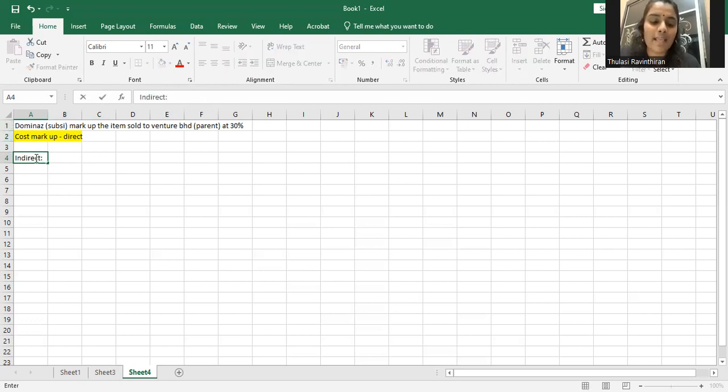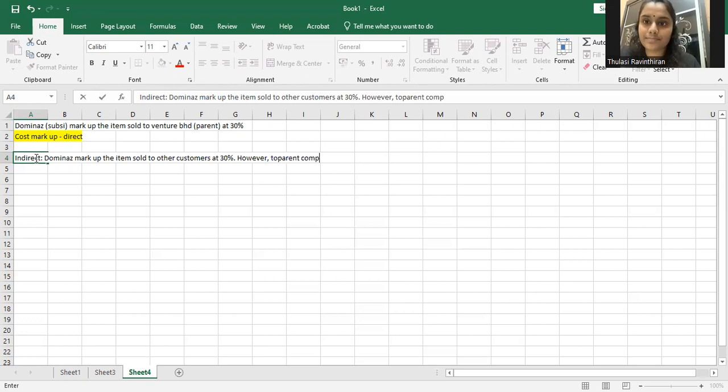Indirectly, okay. Dominus Berhad marks up the item sold to other customers at 30%. However, to the parent company, the company reduced the markup by 10%.